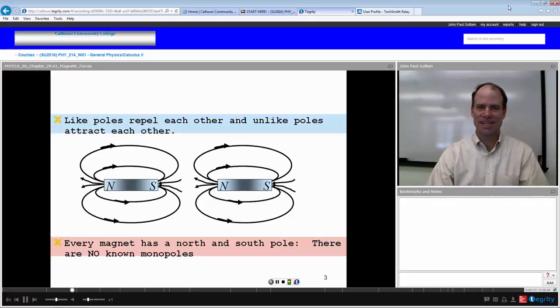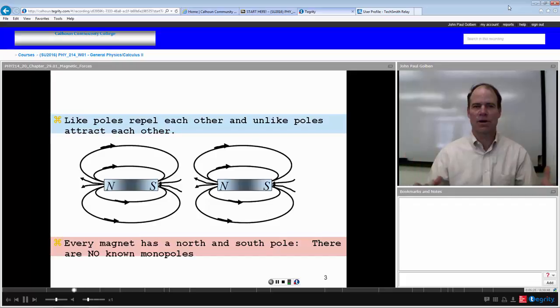That being said, there's recent scientific inquiry into really, really cold temperatures, where scientists have claimed to have isolated a magnetic monopole. But that has yet to be confirmed, and so we'll leave it at that.